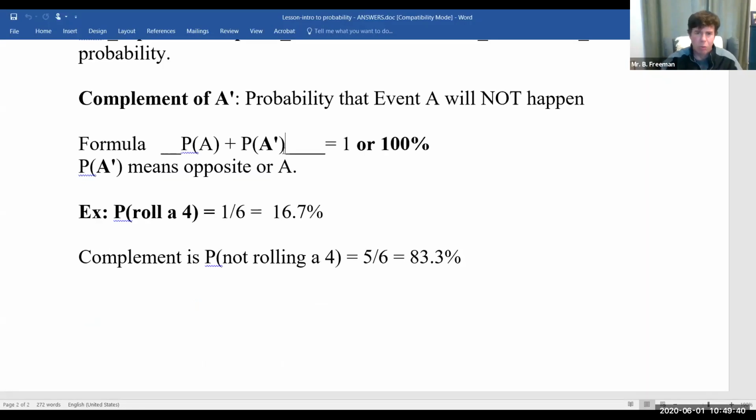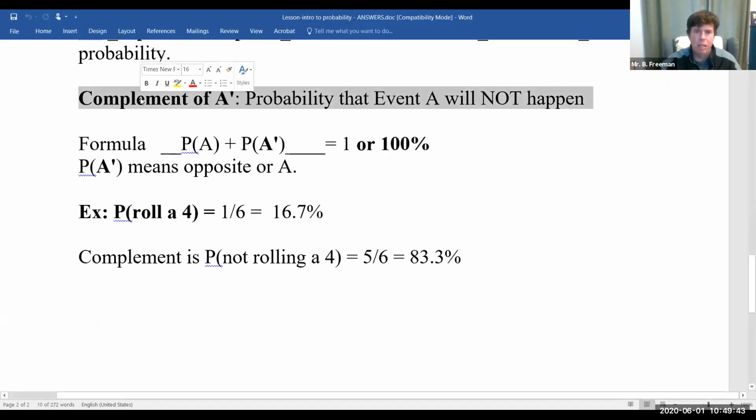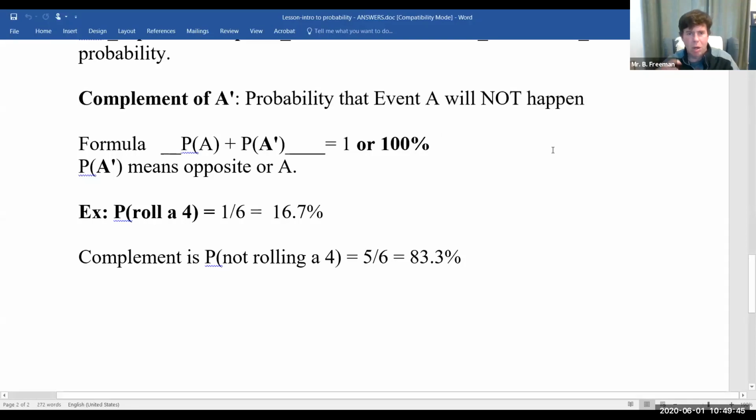So when we talk about this term, the complement of A, what we're really talking about is the opposite of the event happening. And that becomes very important in the next topic with odds, but in general, it's important to understand the probability of something happening versus it not happening. So the complement of A is just the probability that event A will not happen, and that gives us the simplest formula of the entire course, which is the probability of an event happening plus its complement, the probability of it not happening, will always equal 1 if it's fractions, or 100% as a percent.